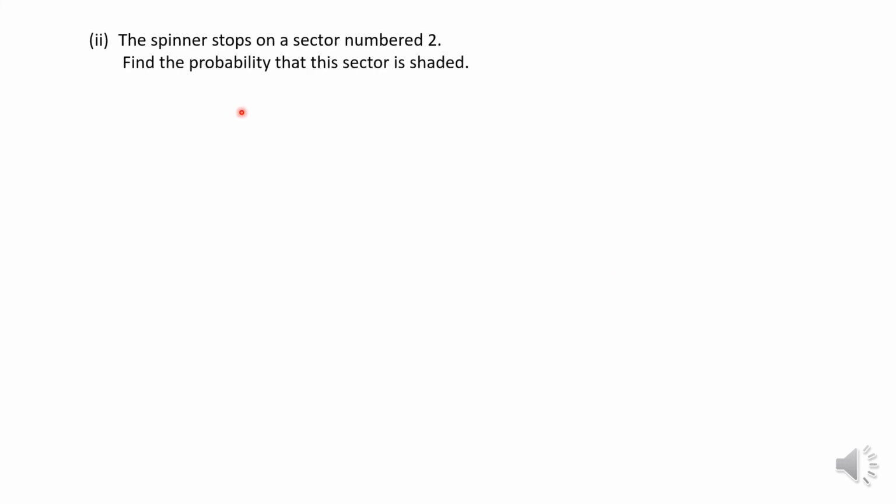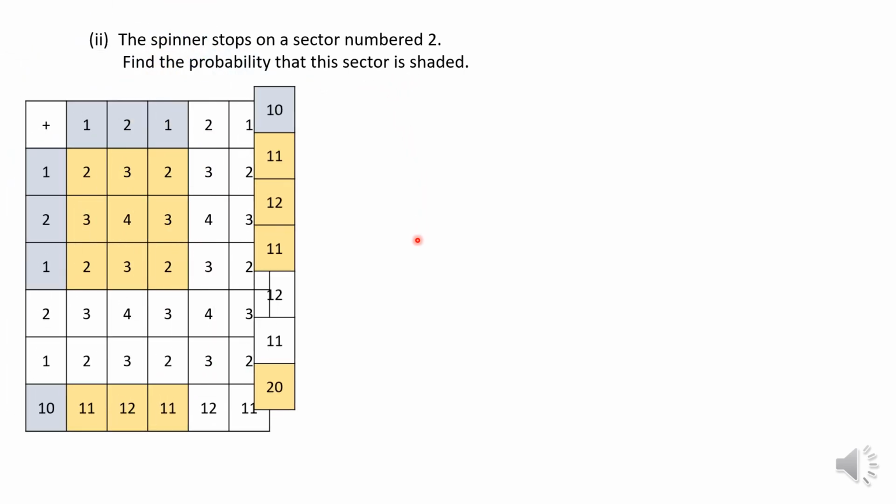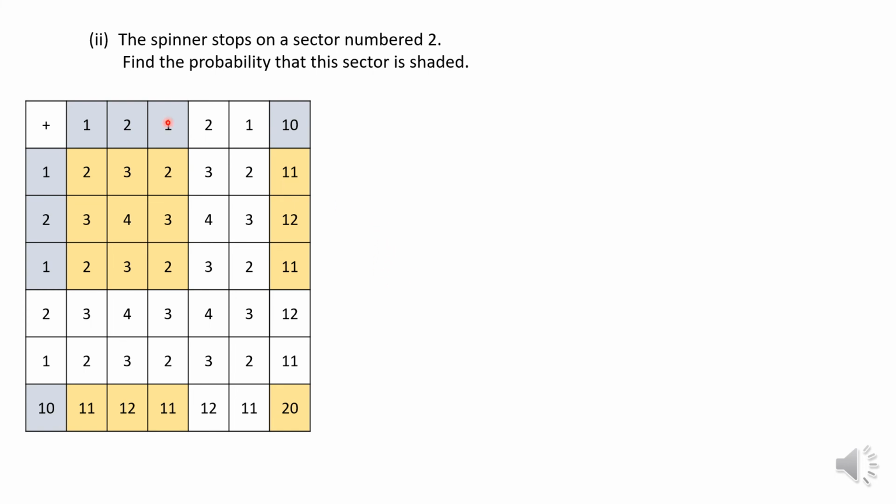The next question says the spinner stops on a sector numbered 2. Find the probability that this sector is shaded. So let me just bring my table back again. So it says that the spinner stops on a sector number 2. We are supposed to find the probability that this sector is shaded. Now if you look nicely here, the possible number 2s are 1, 2, 3, 4.